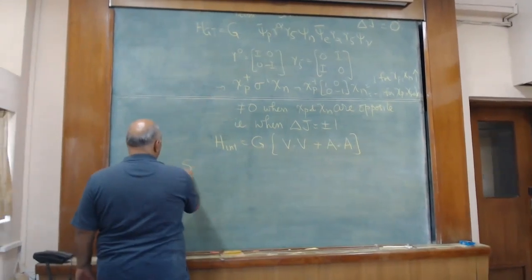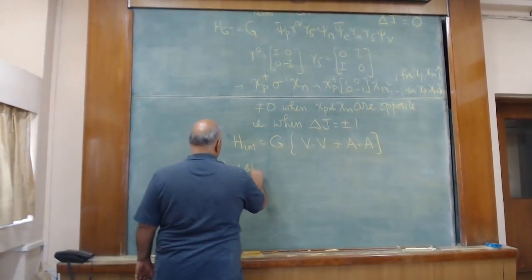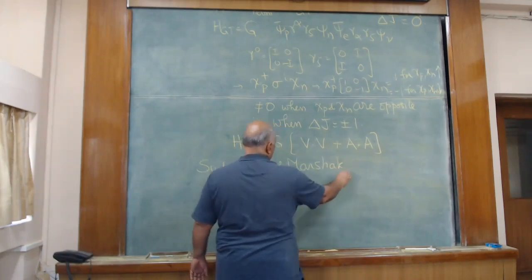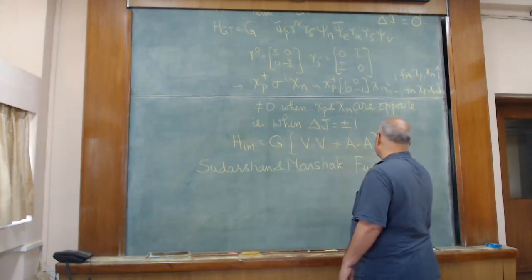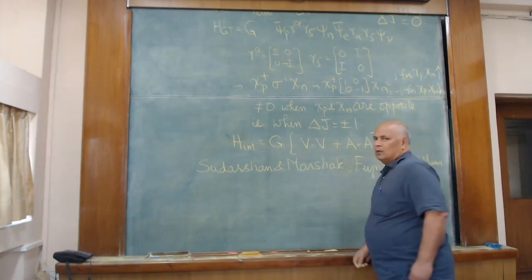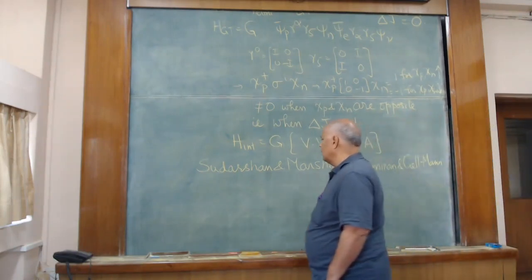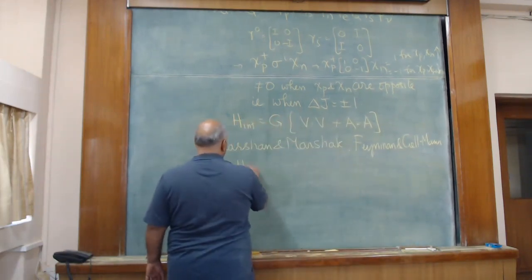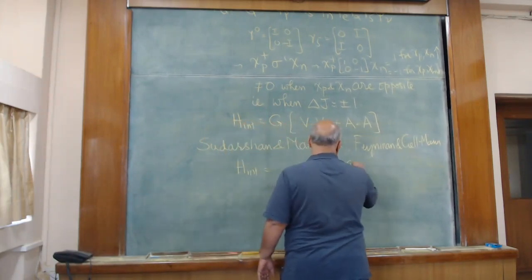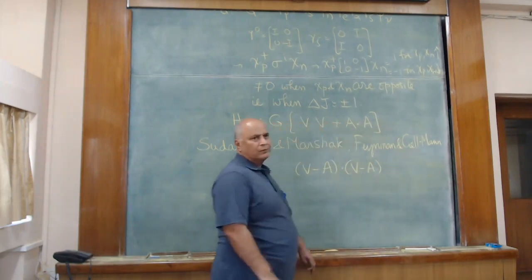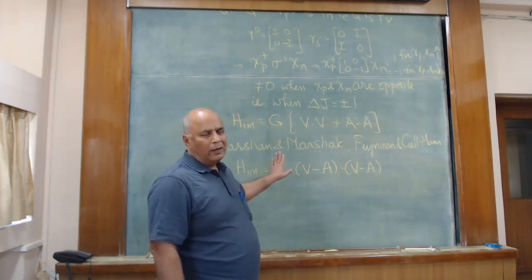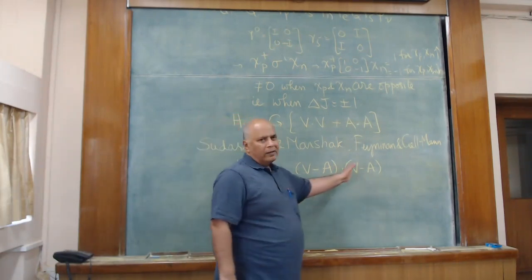Sudarshan and Marshak, and also Feynman and Gell-Mann, suggested that the interaction is actually V minus A times V minus A. The constant in front I'll come to a little bit later, but let us look at this structure.